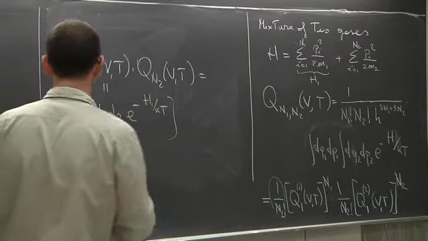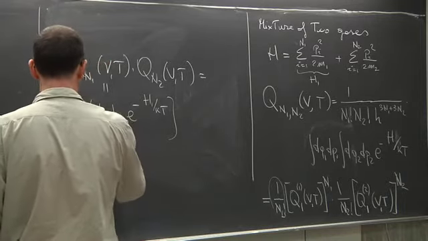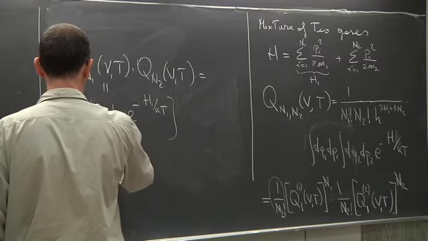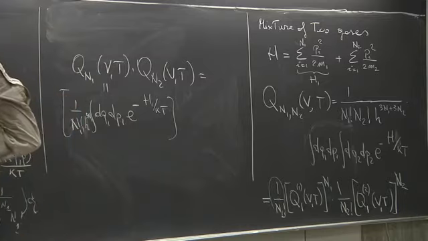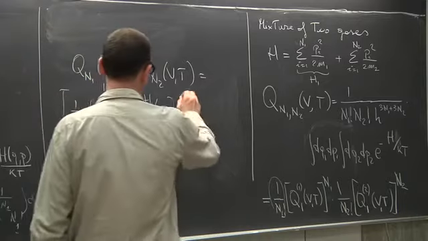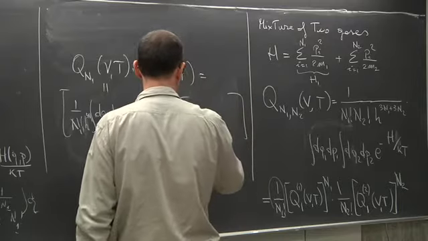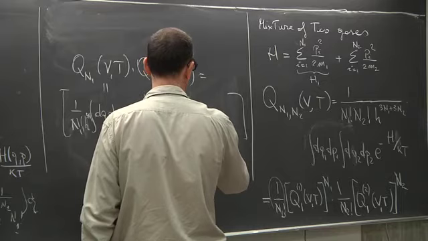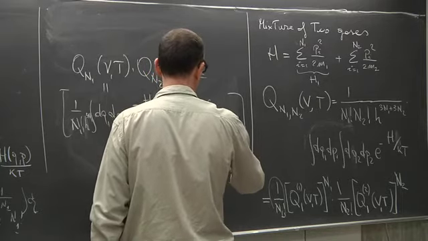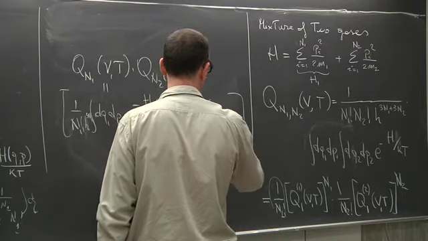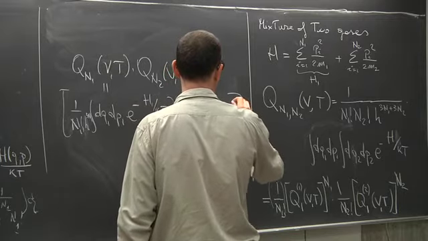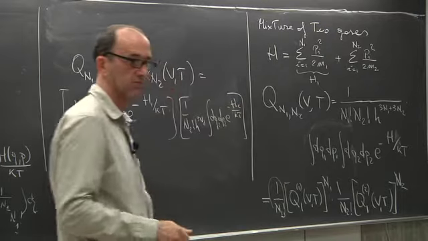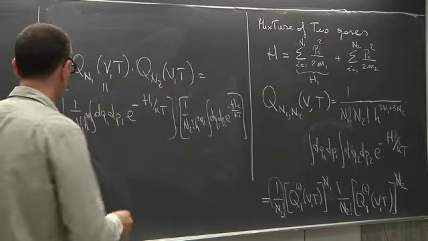Ah, the Planck constant, you're right. h to the 3N1. And then the same thing, 1 over N2 factorial, h to the 3N2, the integral dq2 dp2 e to the minus H2 over kT.